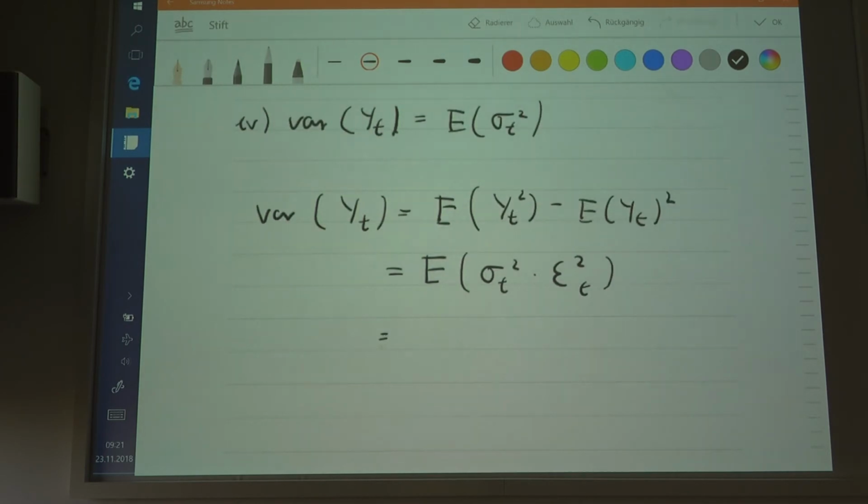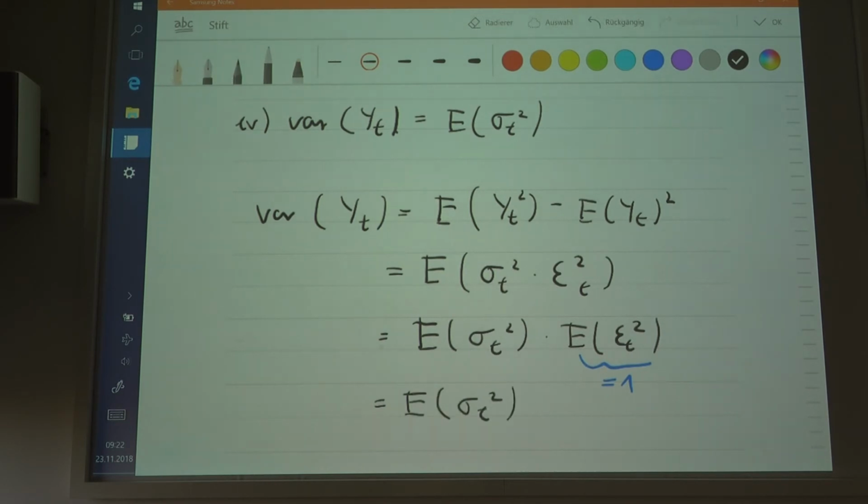Now, since they are independent, the expectation of the product is equal to the product of the expectations. So this is the expectation of the first one times the expectation of the second one, and this is equal to 1 by definition, because the variance of the process is equal to 1. If the variance is 1 and the mean is 0, then the expectation of the square of the process is equal to 1. So this is what you would obtain.